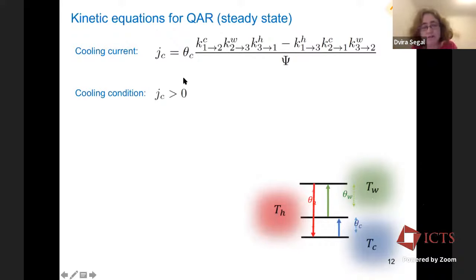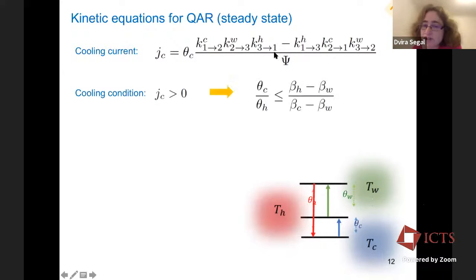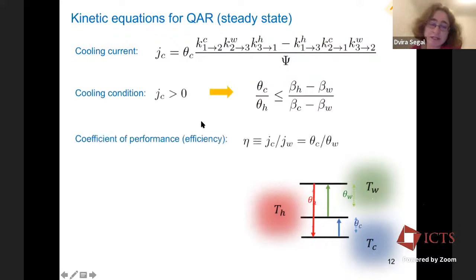And with that, immediately, you can ask the question, what is the cooling condition? What should be the relationship between the rates or the parameters? As I cool, I absorb heat from the cold bath. And here the sign convention is such that JC positive means extracting heat. So a simple massage of these expressions using the detailed balance, which I forgot to mention, between the excitation and relaxation rates, you immediately get this cooling condition that I mentioned to you before, how you should set the energies of the system so as to allow the system to cool.